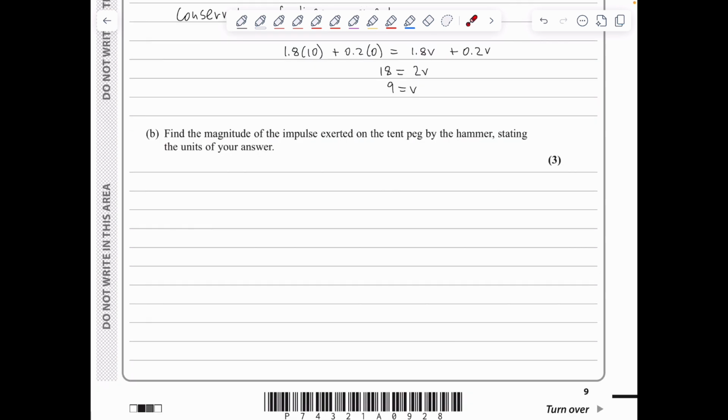In part B, we need to find the magnitude of the impulse exerted on the peg by the hammer, stating the units of our answer. So we will be considering the peg. We know that the impulse is the change in momentum, so the impulse I is the momentum after, 0.2 times 9, minus 0.2 times 0, that's the momentum before the collision. This gives an answer of 1.8 and the units are Newton seconds.